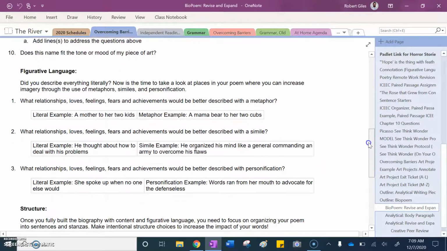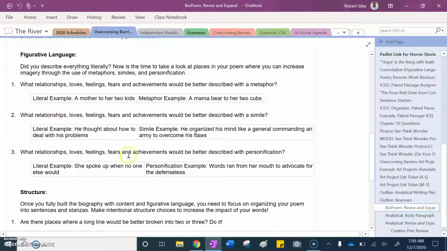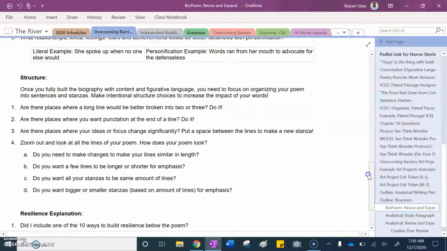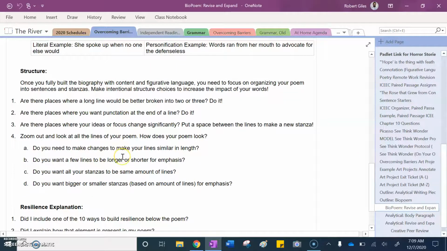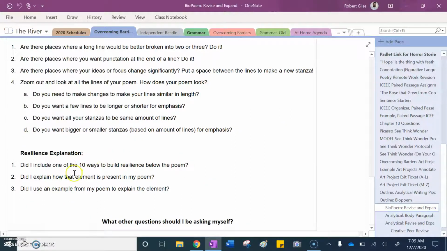Once you've looked at the lines, think about, do you need to add any figurative language? And your examples are here. Consider your structure. It shouldn't just be a glob of lines. There should be different length lines. There should be different stanzas. Consider your stanza length. Consider the actual structure of the poem. And then just a few things about your resilience explanation.